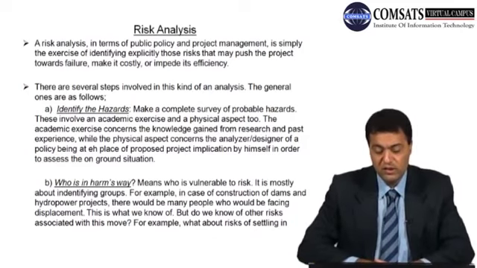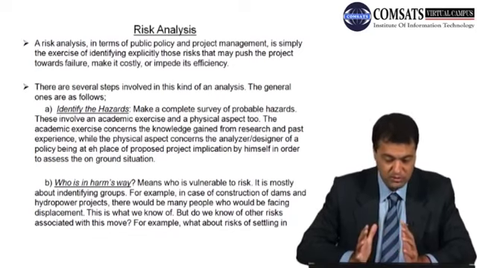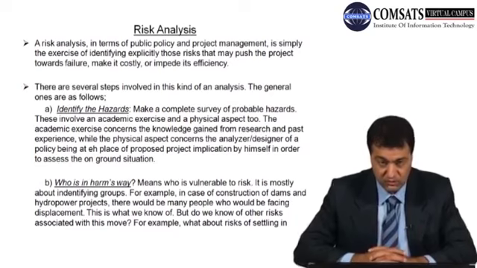The second one, who is in harm's way, means who is vulnerable to risk. It is mostly about identifying groups. For example, in case of construction of dams and hydropower projects, there would be many people who would be facing displacement. This is what we know of. But do we know of the other risks associated with this move?